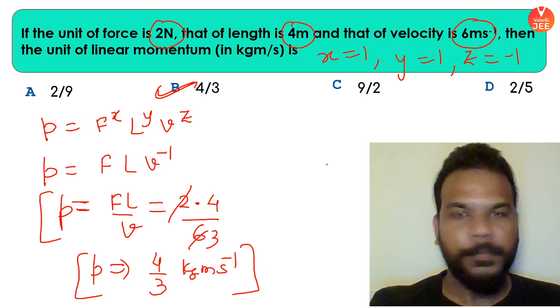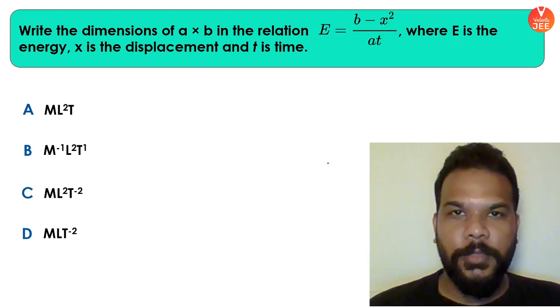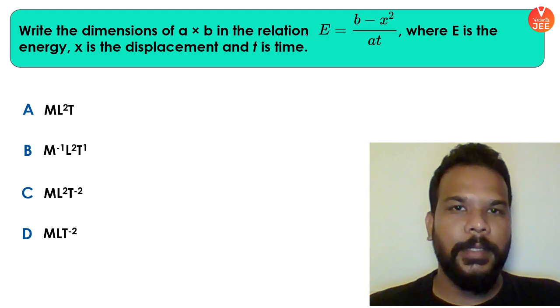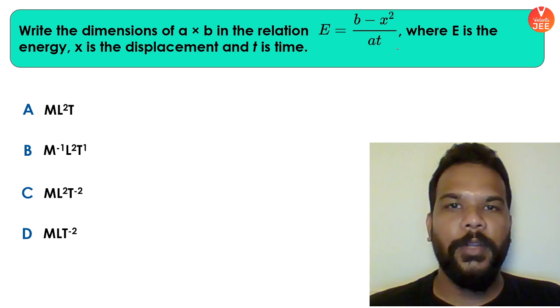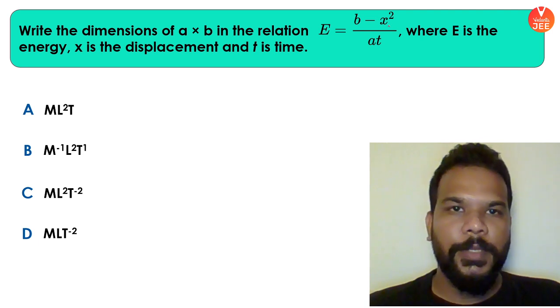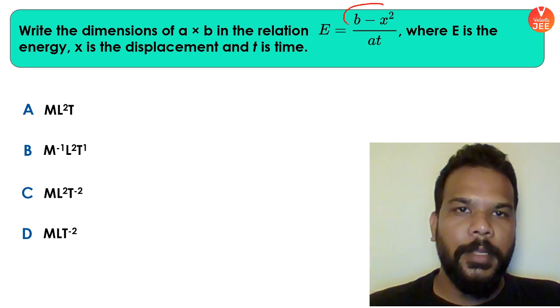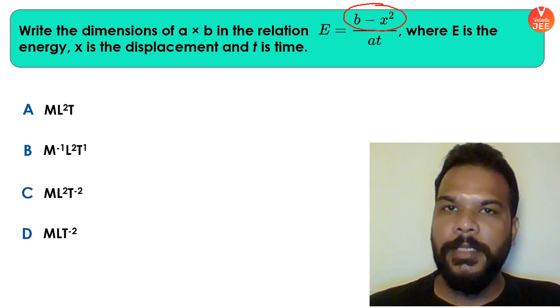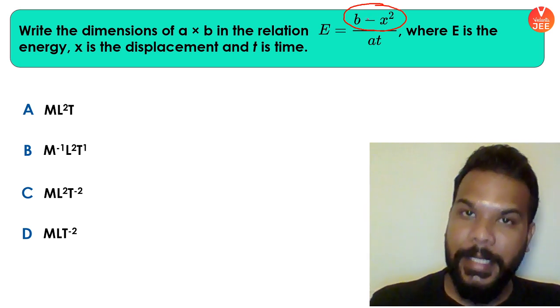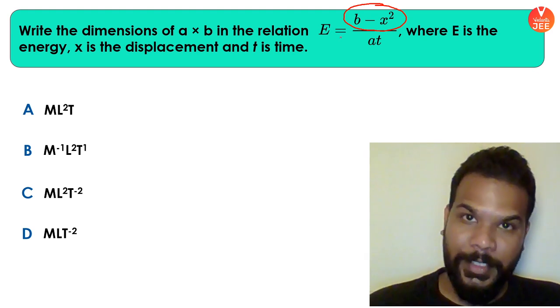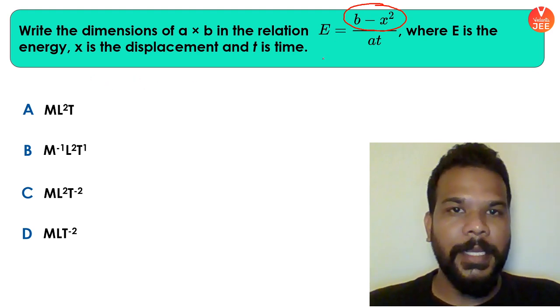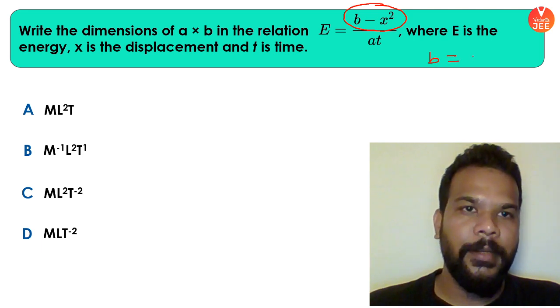Okay, awesome. Now taking you to this question. This question was E equal to B minus x square by AT, and we have to find out the value of A into B. First of all, if you remember, I told you people that two quantities can be added or subtracted only when they are representing the same quantity. And x is displacement, that means B is also a displacement. Okay, that means the dimensions of B are very clear.